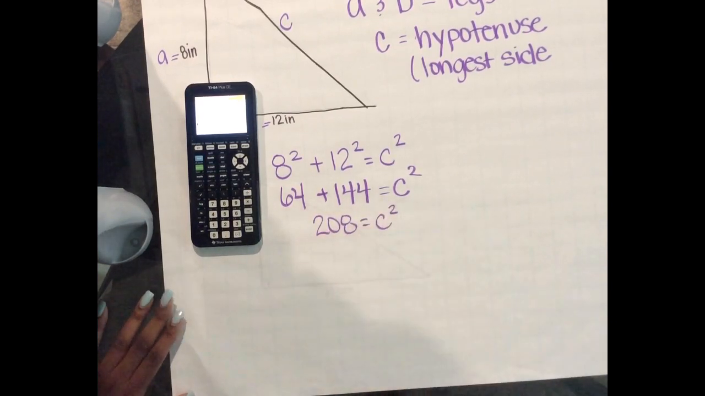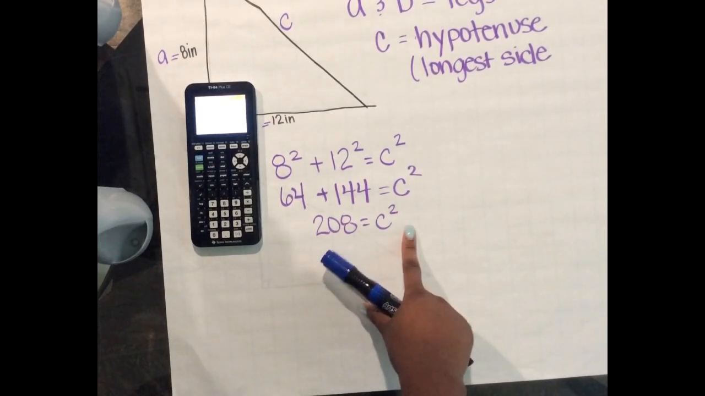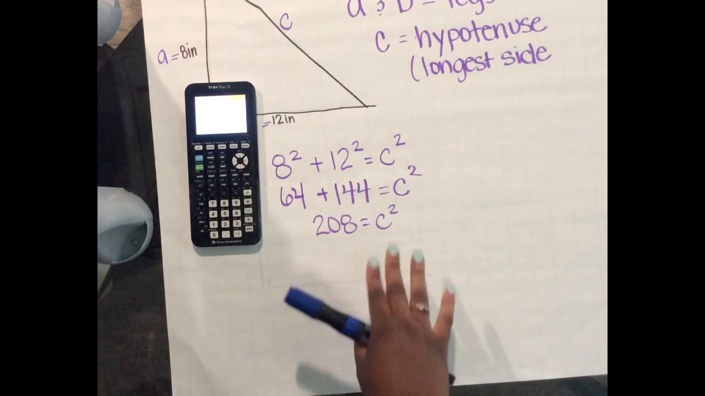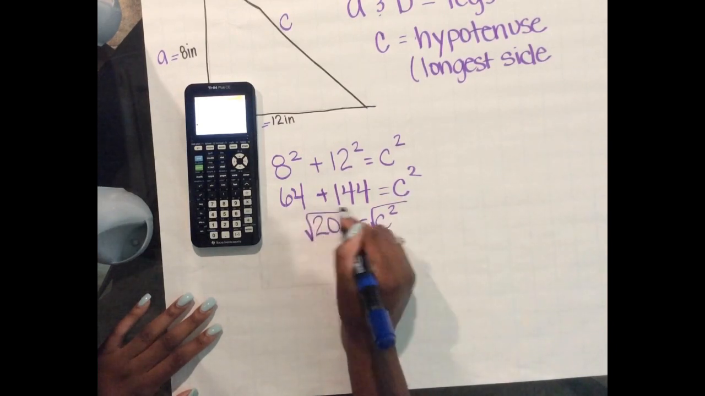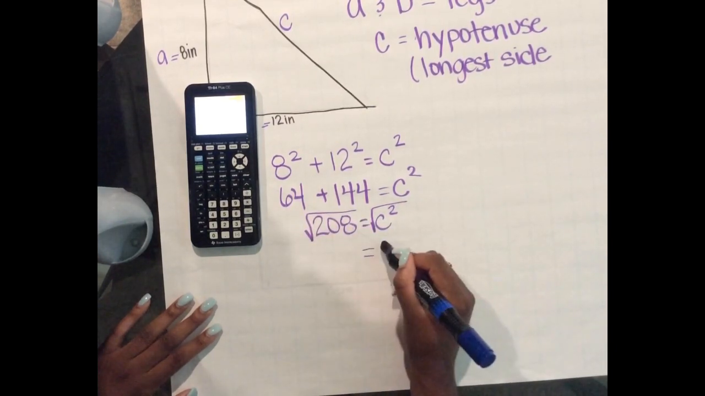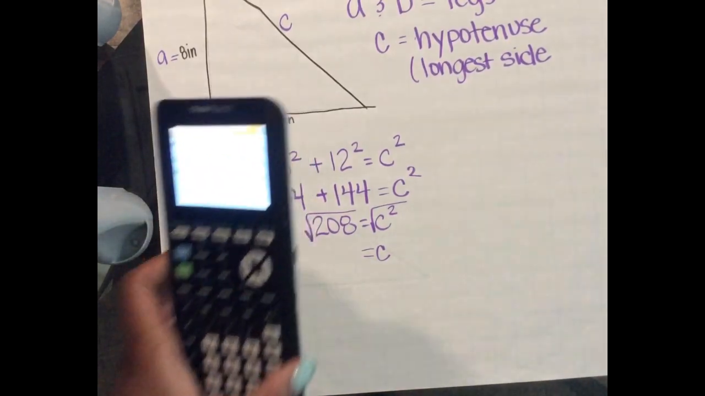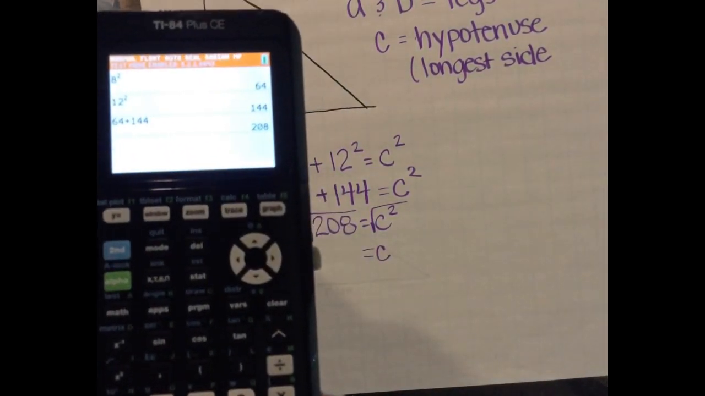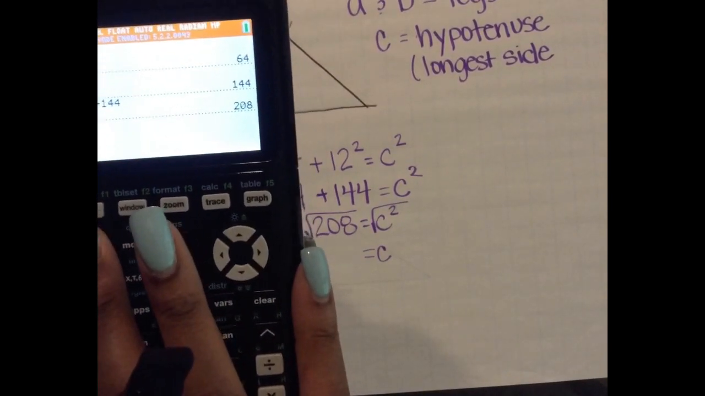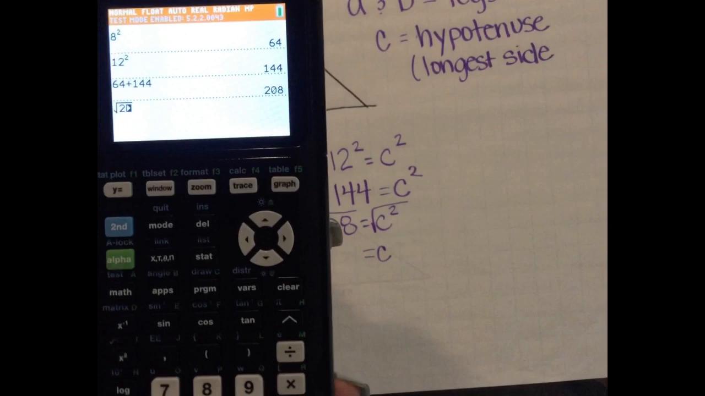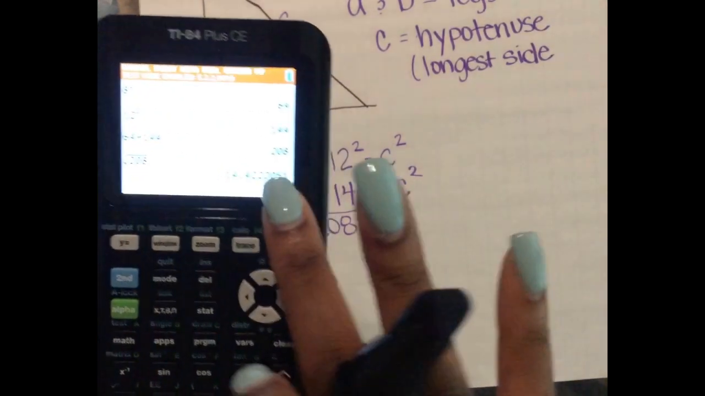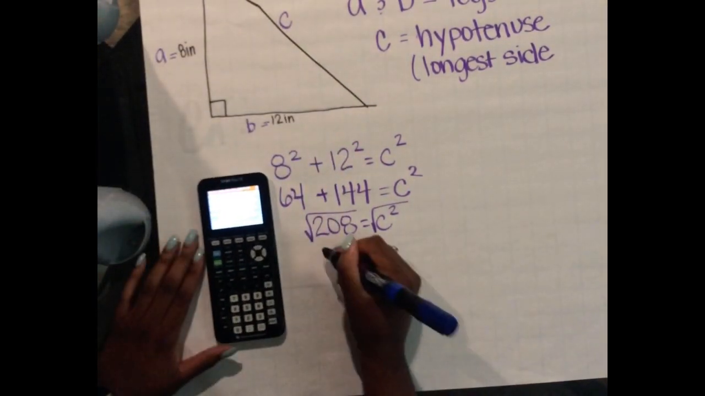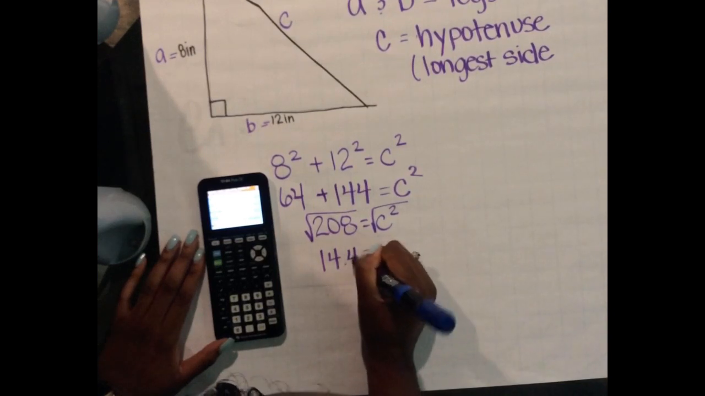equals c squared. Okay? So now, because our c is squared, that means it's basically c twice. So we need to take the square root of c. Whatever we do to one side, we have to do to the other. So we have to take the square root of 208. So in your calculator, like mine, to get your square root, you press second x squared and you type in 208. You hit enter. We only want 2 numbers after the decimal. So C is 14.42.